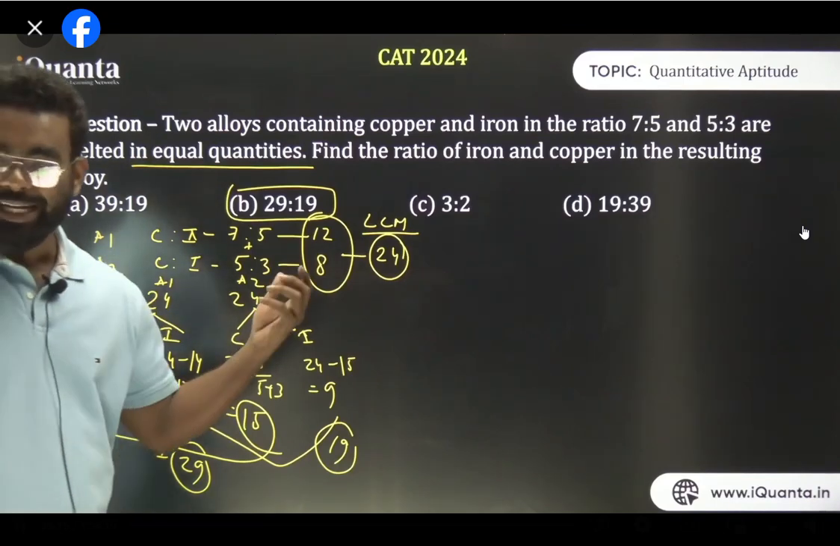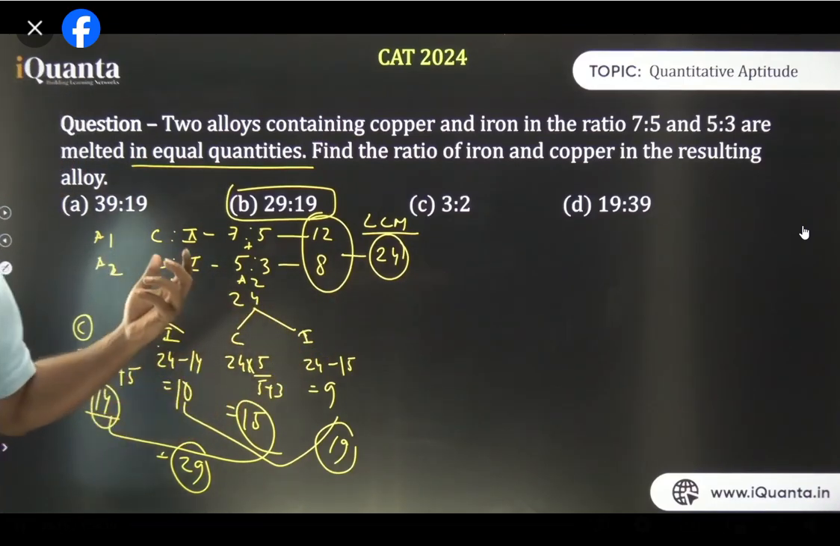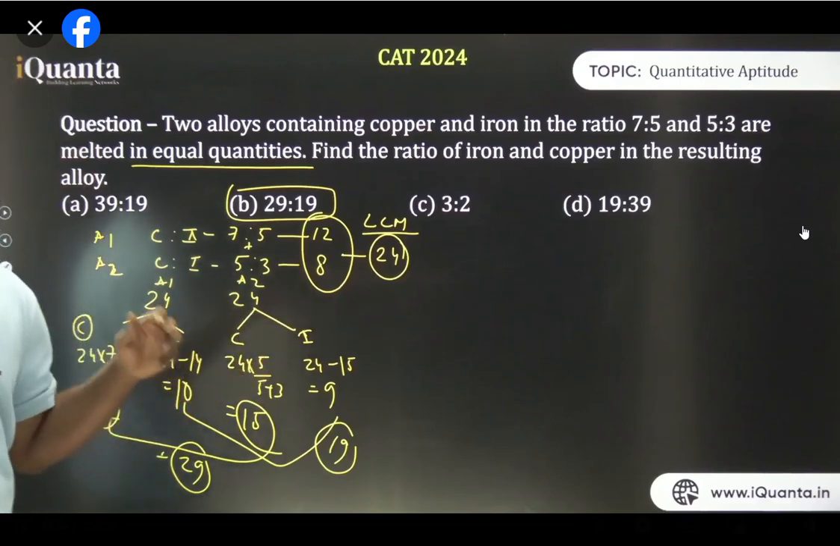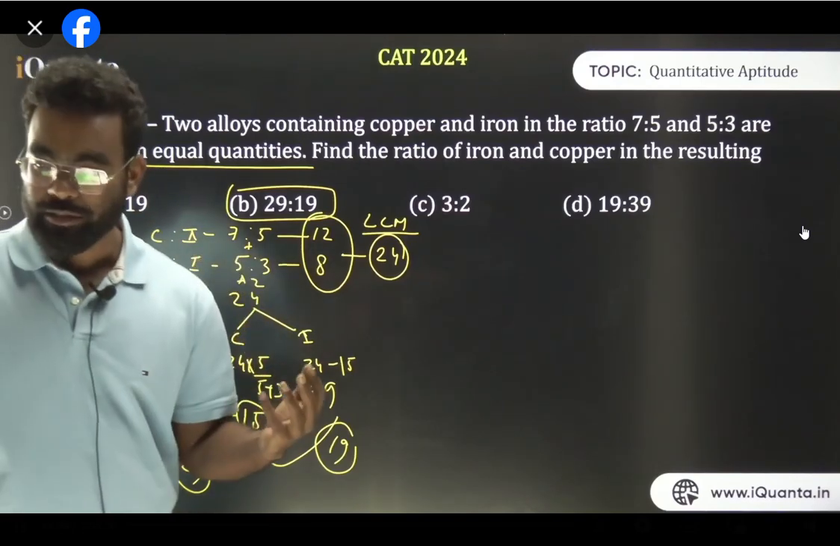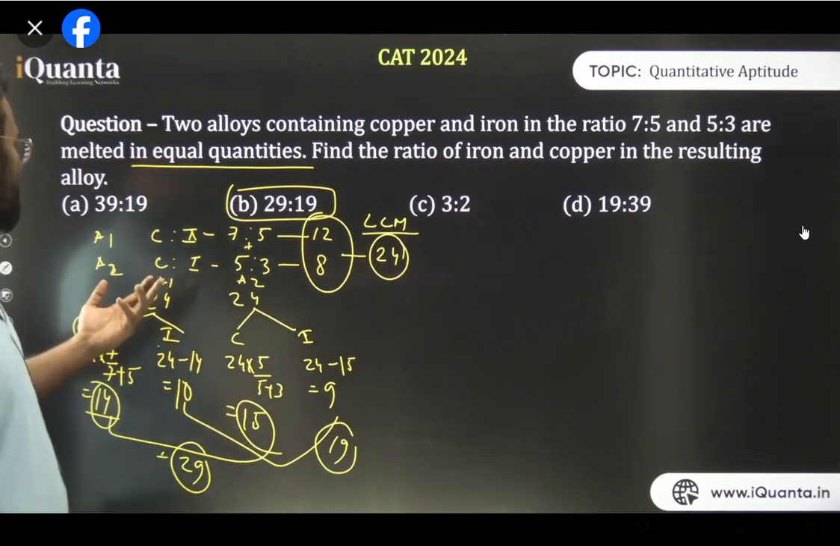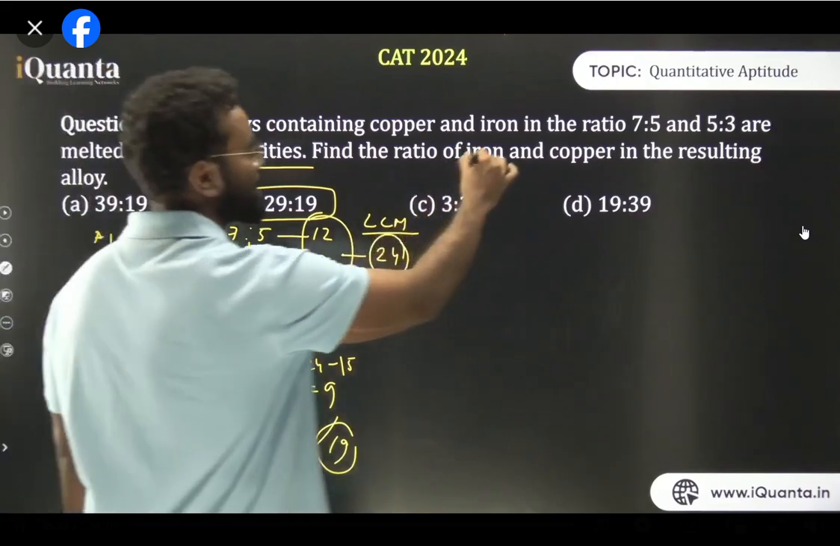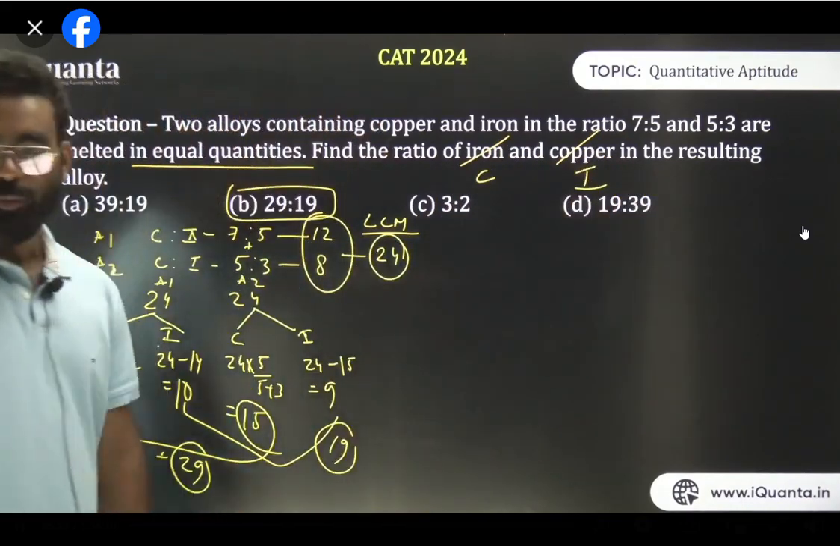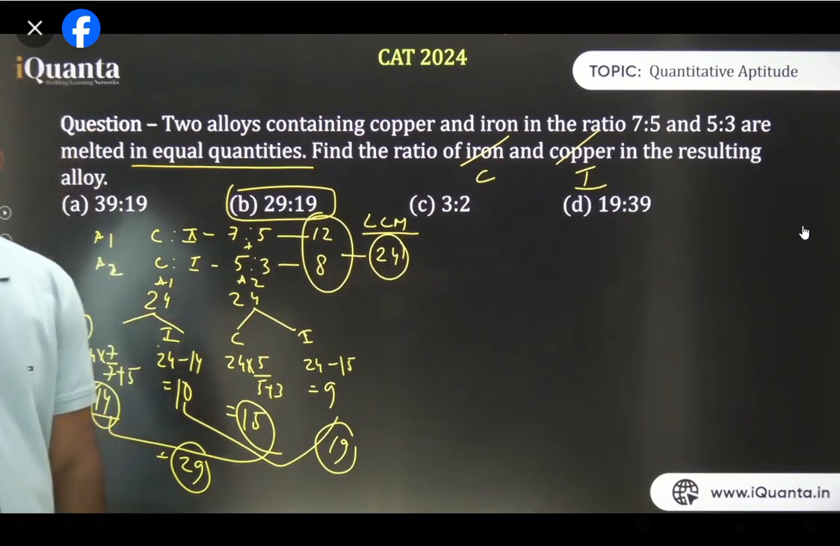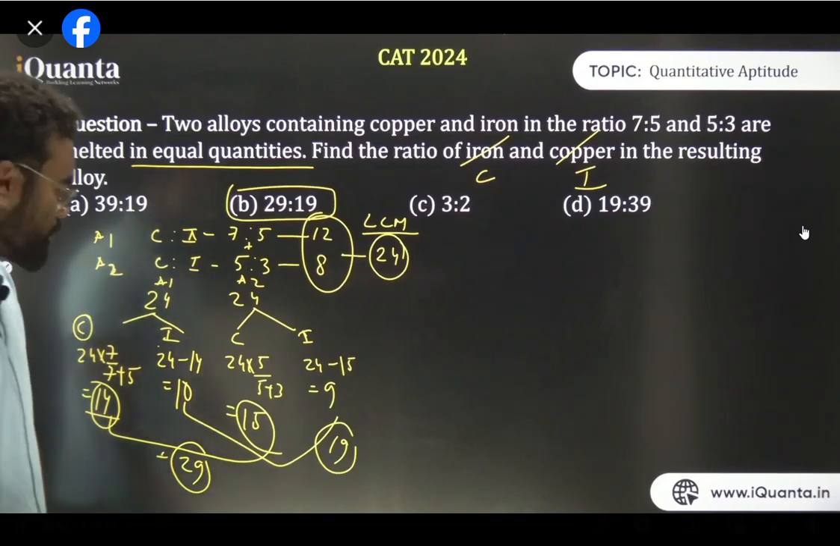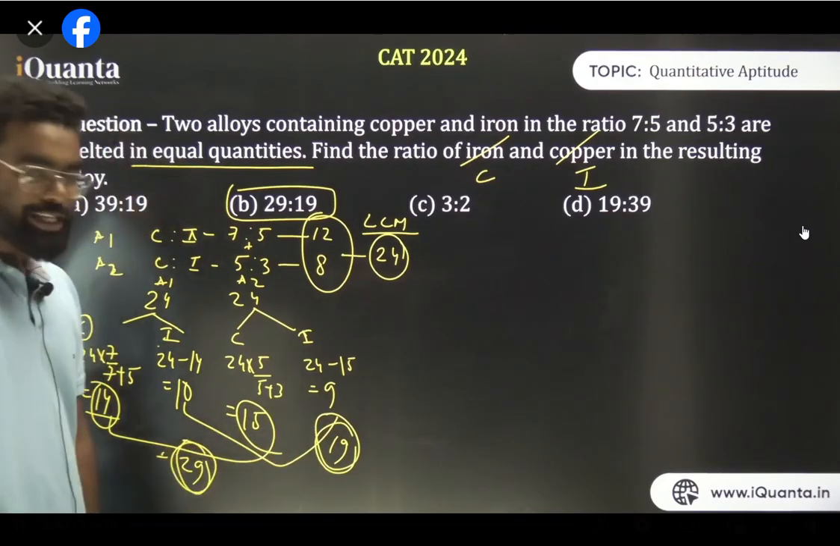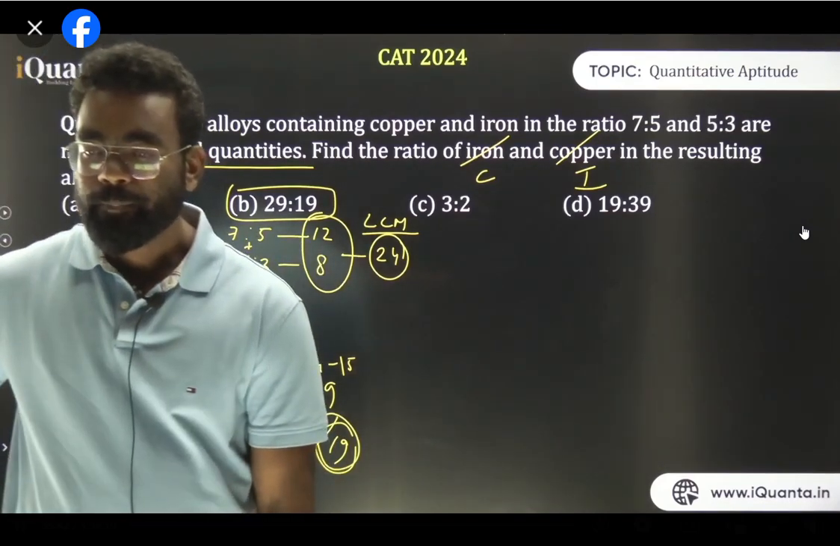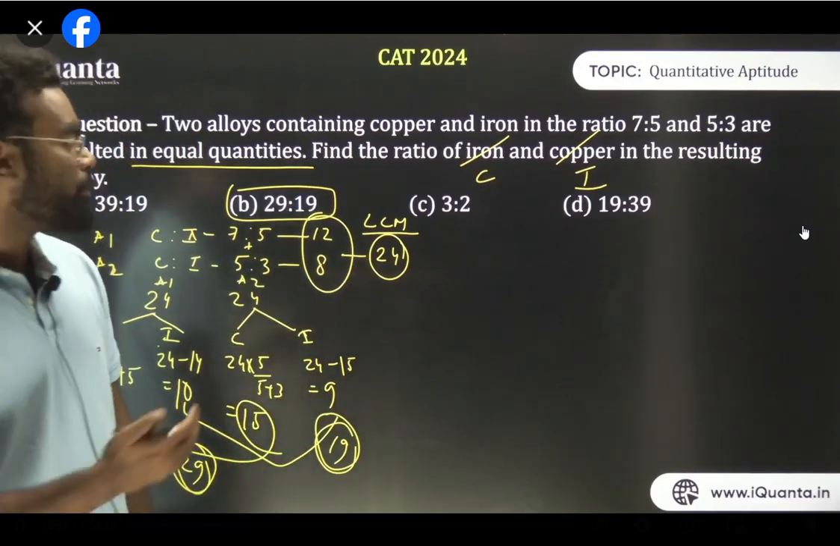Trust me on this. Because take 24 and 24 units, and you can add it also, that is also perfect. I try to always avoid the fraction. The answer is the ratio of iron and copper. So just take it like copper and iron. Let's change the question. Copper and iron, the answer is 29:19. It's 29:19. This is 19, this is 29. So the ratio is 29:19. If I change the question, copper is to iron is 29:19.